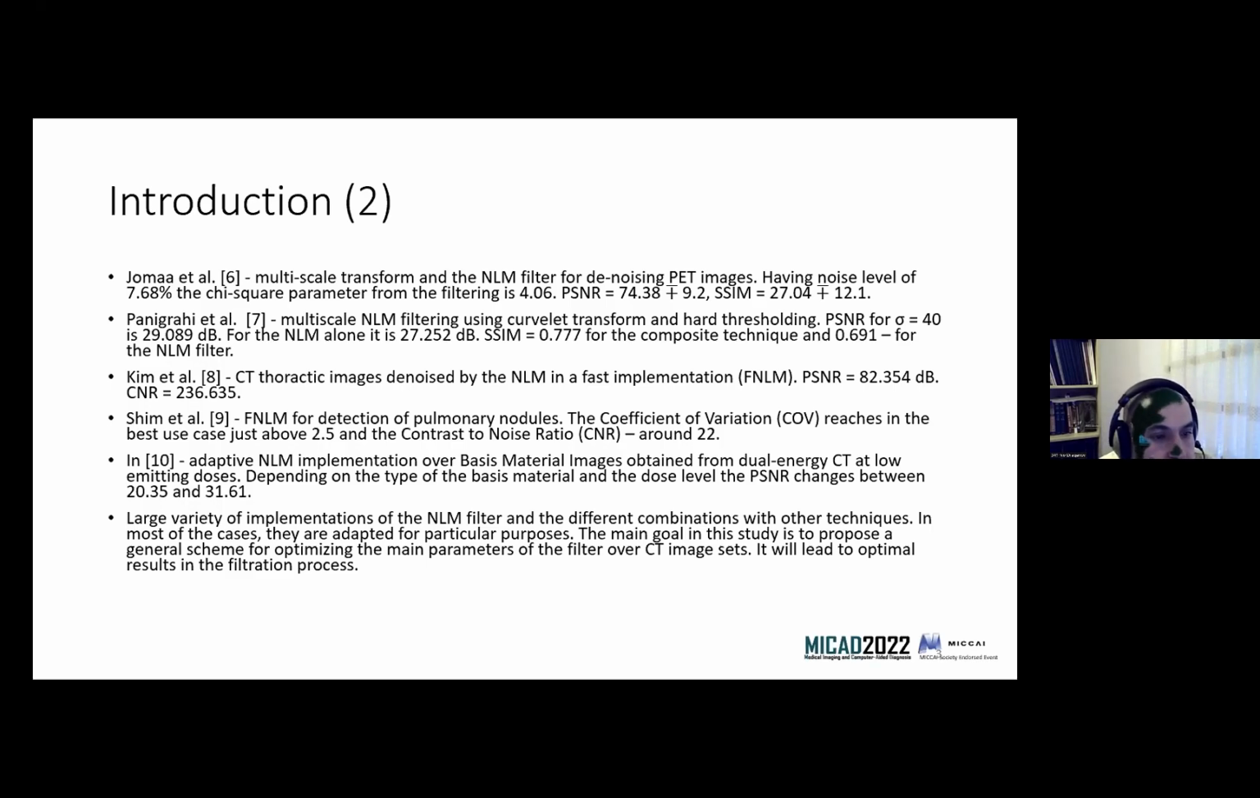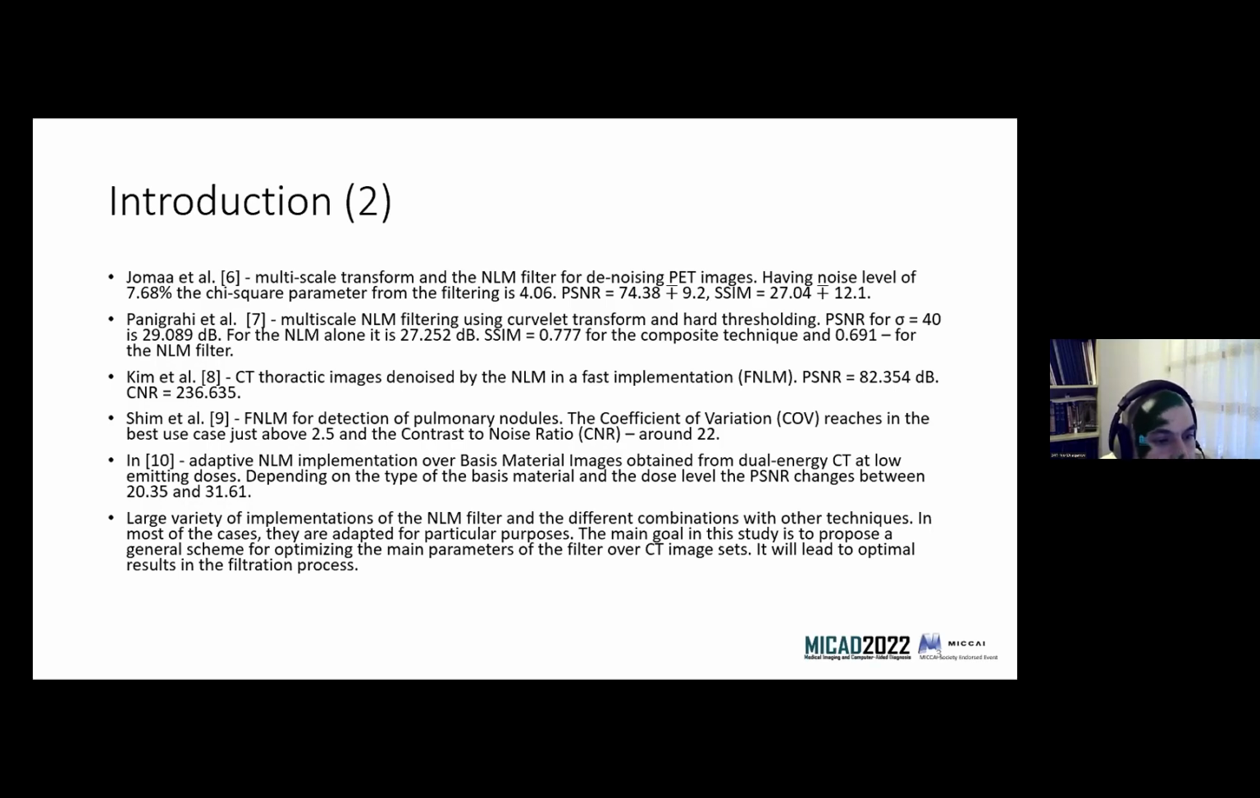Kim and co-authors filter CT fluoroscopic images denoised by the NLM in a fast implementation. Their achieved value for PSNR is 82 decibels, and the contrast to noise ratio is in the order of 236. Shim and co-authors propose the same fast technique in order to detect pulmonary nodules. The coefficient of variation reaches here above 2.5, and the contrast to noise ratio is around 22.